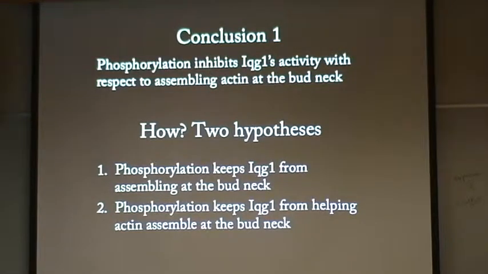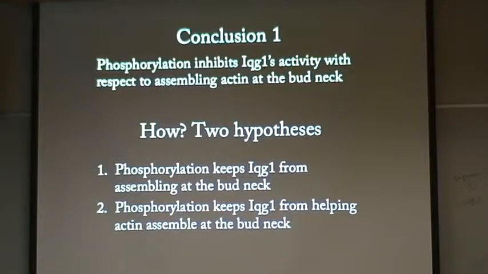There's basically two hypotheses. One is that phosphorylation is keeping IQG1 itself from getting to the bud neck. So you remove the phosphate, the IQG1 can now stick to whatever's at the bud neck, and then actin will in turn stick to the IQG1. The other possibility is that the phosphorylated form is already stuck at the bud neck, but is not sticky to actin. And so the removal of the phosphate allows actin to stick to the IQG1. Now, it could be both of these, but we wanted to at least test whether the first one is true.